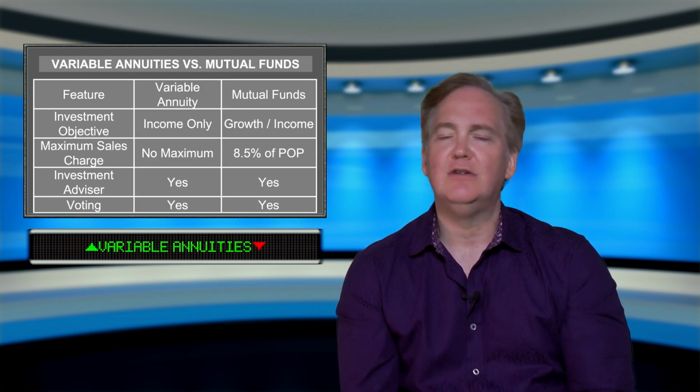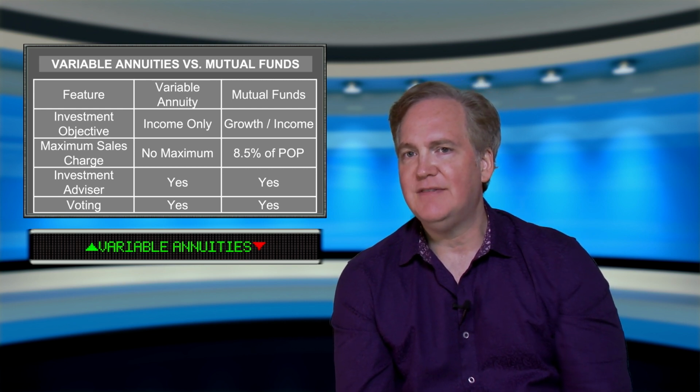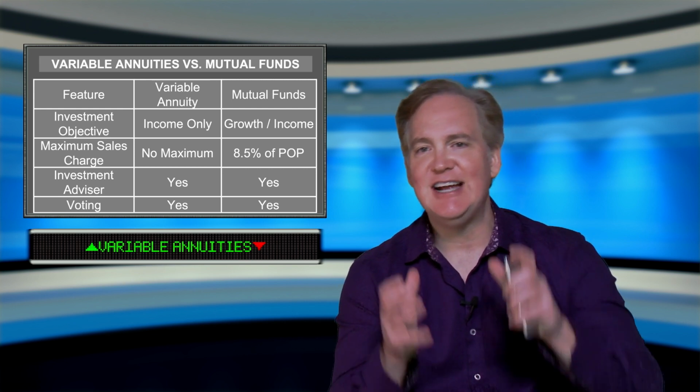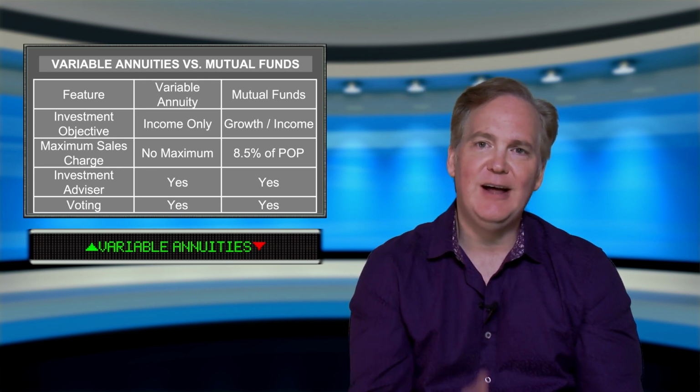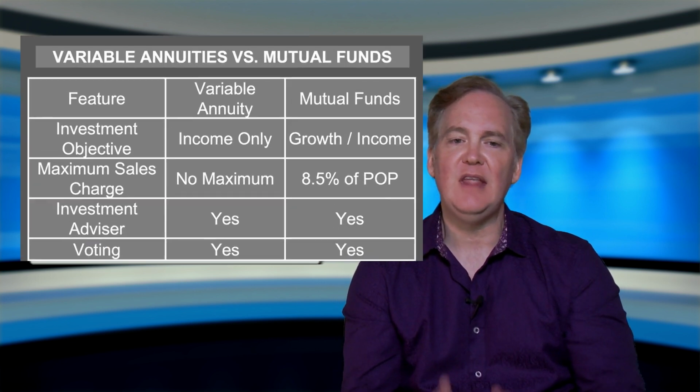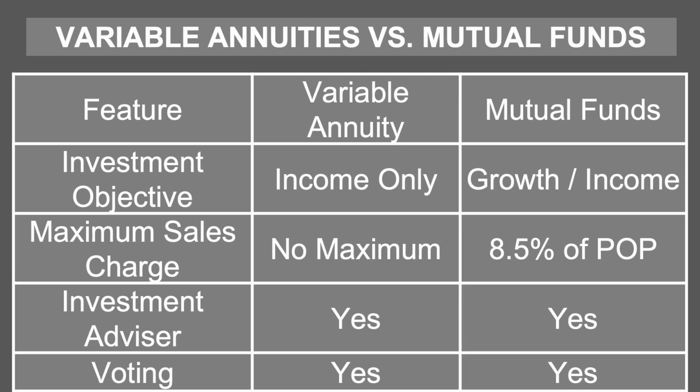Now, let's take a look at a variable annuity versus a mutual fund, and this tends to help clarify a lot of points for individuals and really helps them on the exam. So we have features, we have the variable annuity, and we have mutual funds. Now, the investment objective for a variable annuity is income only. It's income now or it's income later. So the investor has to have an income objective in order to be suitable for a variable annuity.